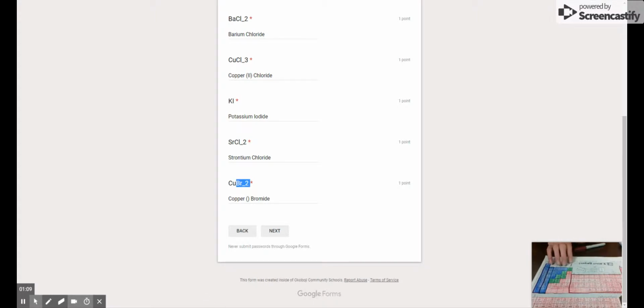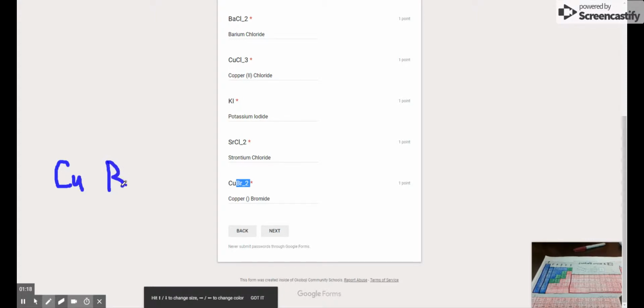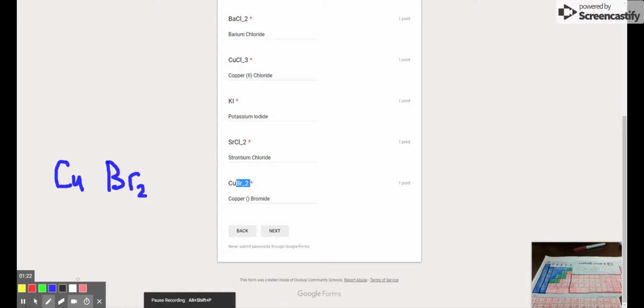Once you find it, copper, bromide. Okay. And now what we're going to do is figure out the charge on bromide.